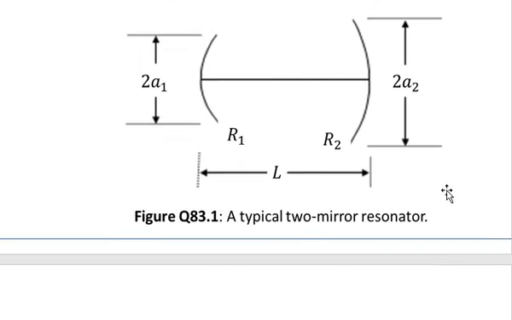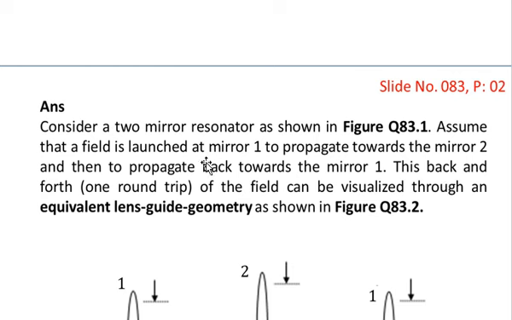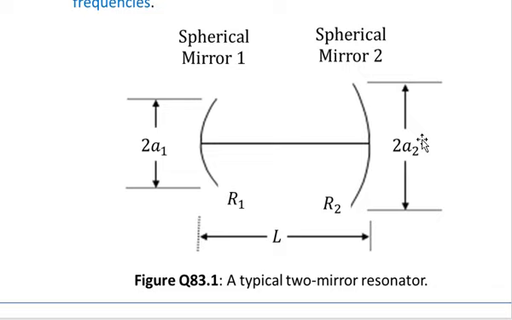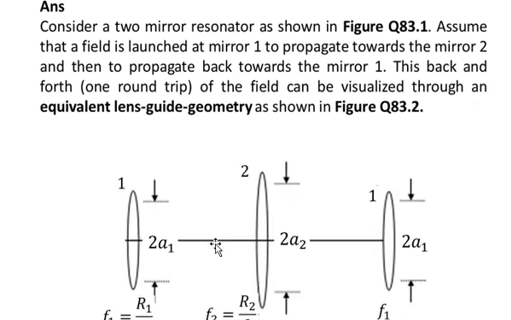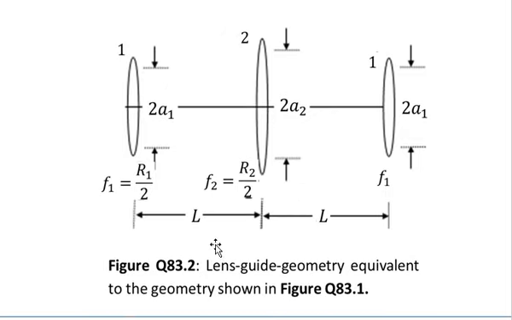So let's now try to answer this question. Consider a two-mirror resonator as shown in figure 1, this one. Assume that a field is launched at mirror 1 to propagate towards mirror 2 and then to propagate back towards mirror 1. This back and forth, that is one round trip of the field, can be visualized through an equivalent lens guide geometry as shown in figure 2, that is in this figure.